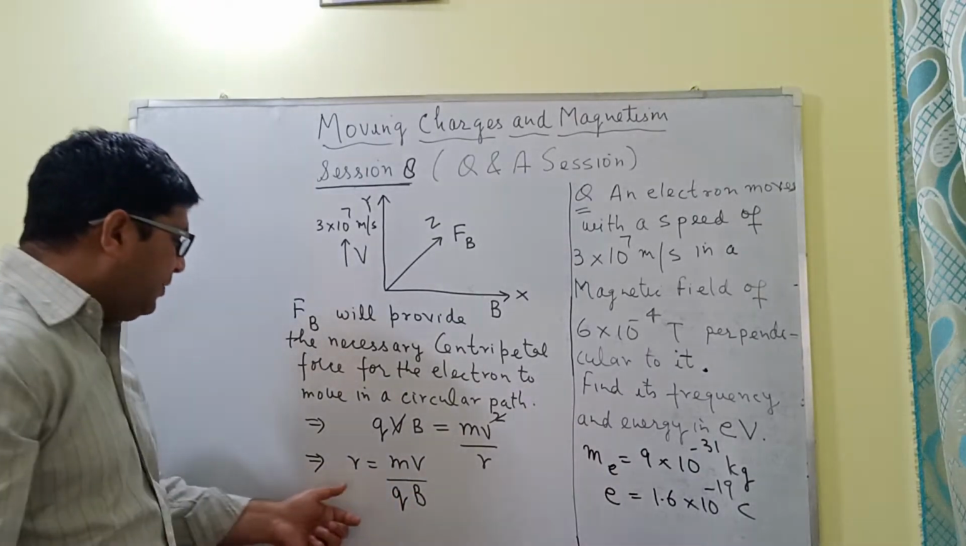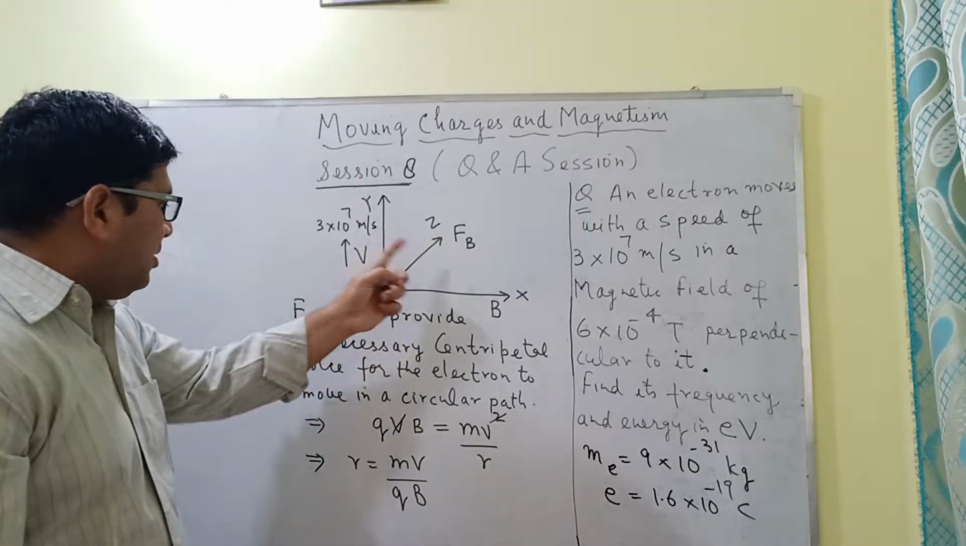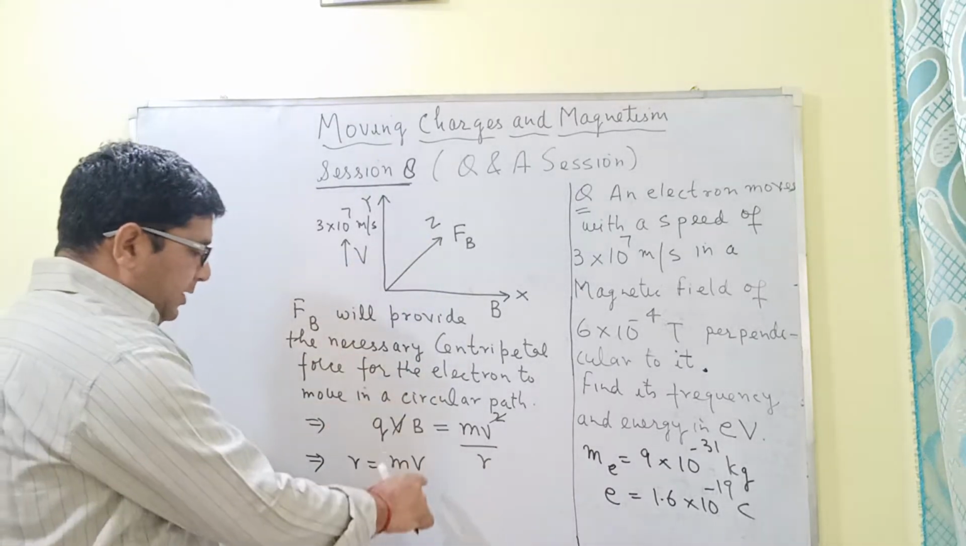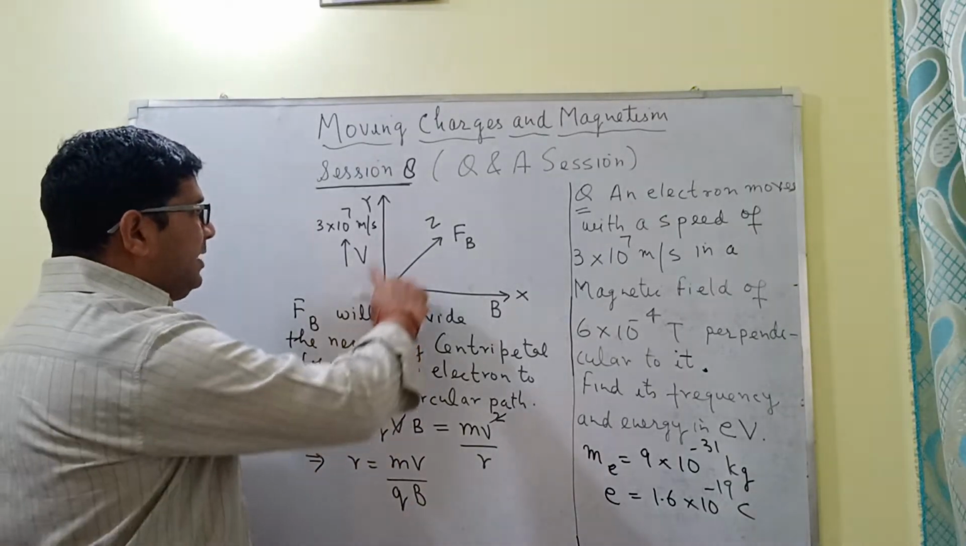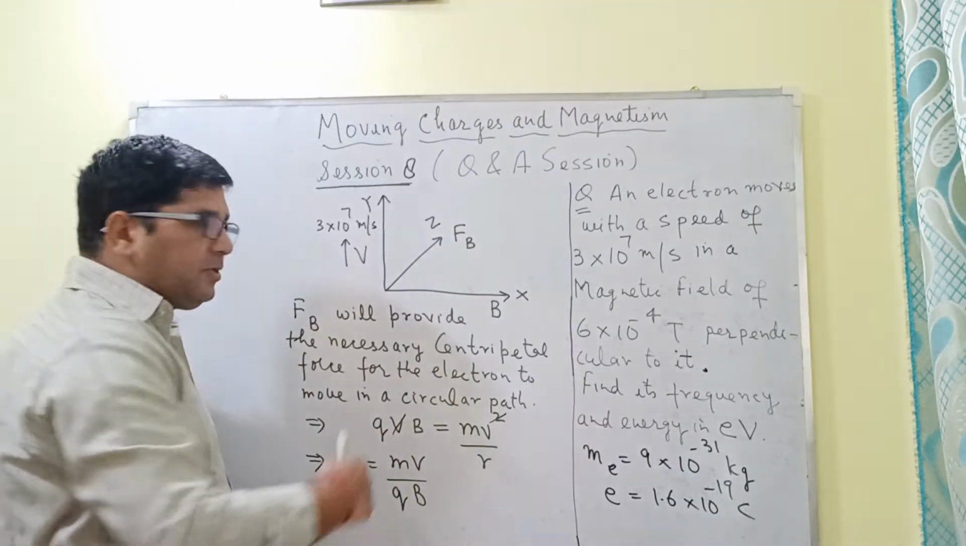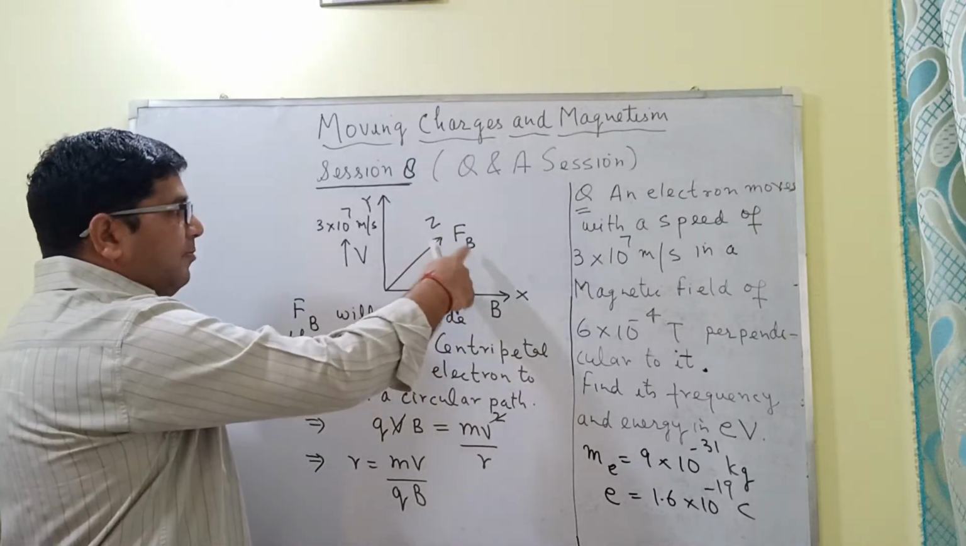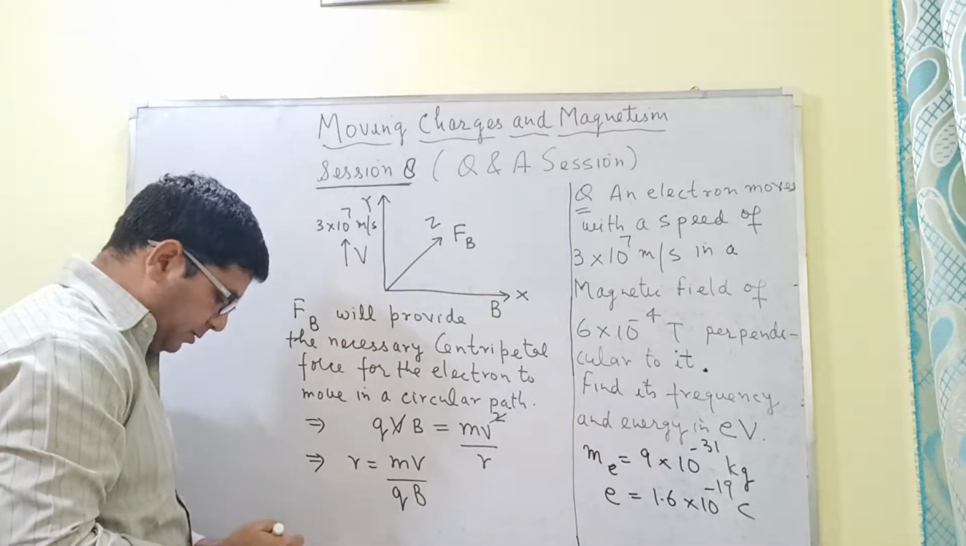That is, the radius of this circular path is equal to m into v divided by q into B. So first of all, we have to find the radius of the circular path of this electron due to this magnetic field.